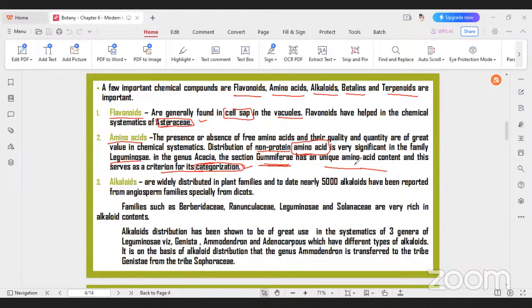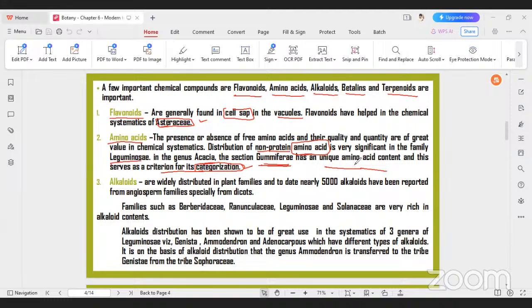The protein amino acids are the building units of protein, and they are released by hydrolysis of protein. Non-protein amino acids are not so far found in combination in protein. They are individual and more numerous, estimated at about 300 in number. The occurrence of non-protein amino acids in Fabaceae has attracted considerable interest from taxonomists.